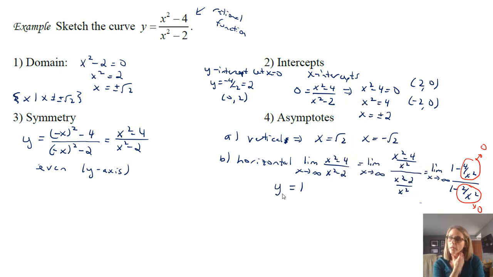y equals 1. And we could do the same thing with negative infinity, and because this is even, we're going to do the same thing. We're going to approach y equals 1. So there's our horizontal asymptotes. And again, no slant or oblique asymptotes here.